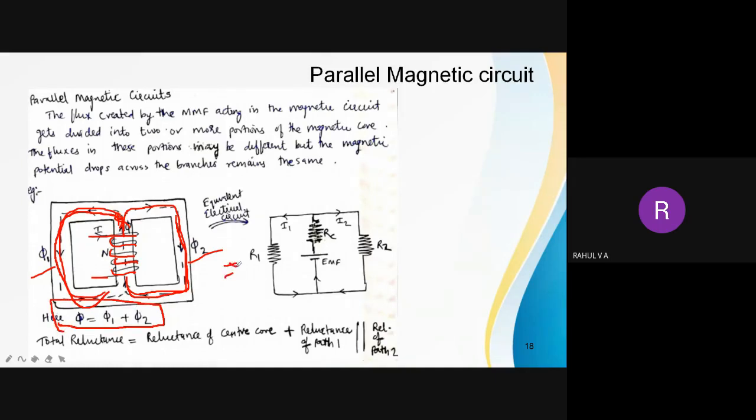So it is somewhat similar to a parallel electrical circuit. You can see that there is an EMF and there is a resistance. This resistance is the resistance of the limb. This particular area also will have some amount of resistance, and that resistance is the resistance of the limb. Then the total current I is split into two, I1 and I2. One path is this one, the second path is this one. So it is somewhat similar to a magnetic circuit.